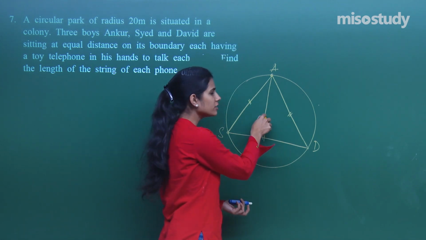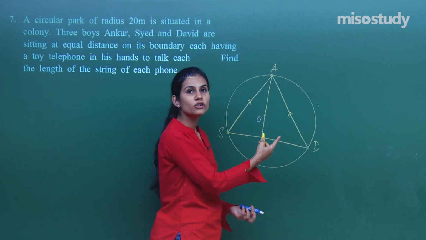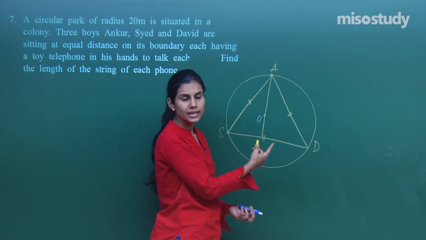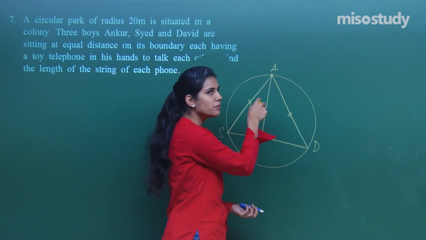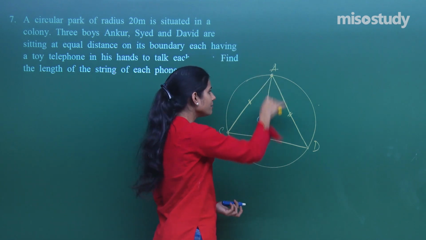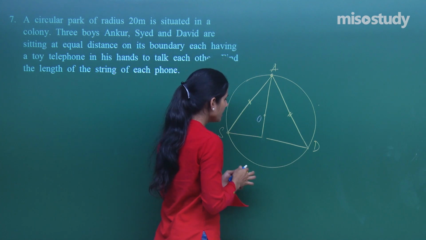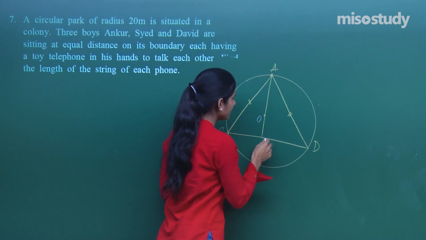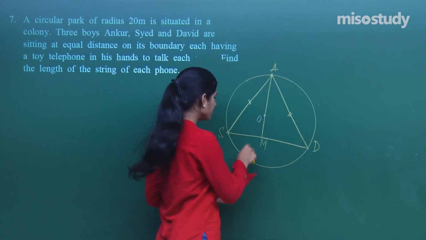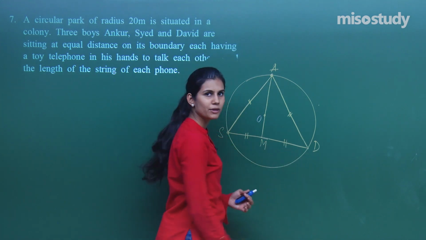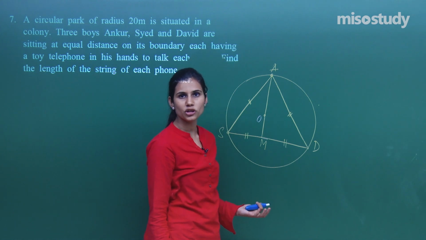The meeting point of all the 3 medians will be same as the meeting point of the 3 perpendicular bisectors. Yes, that is true. Centroid will be same as the orthocenter, median will be same as the perpendicular bisector. So if AD is actually, or let me say this is M. If AM is the median, that means SM is same as MD because it is bisecting the other side, that is the property of the median.